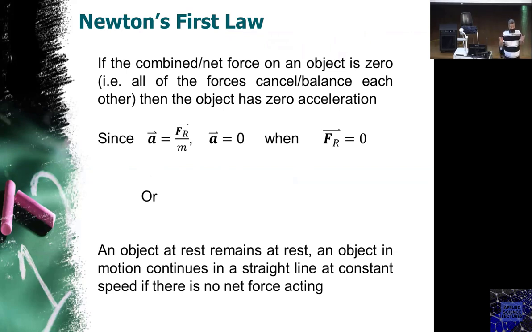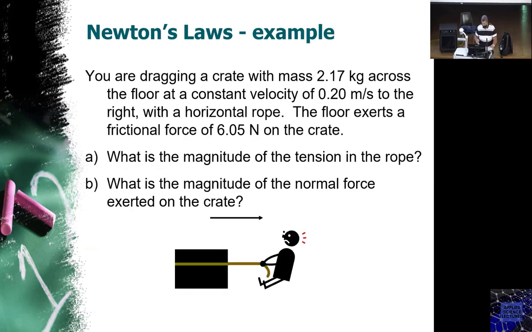And this is what we have seen in the horizontal motion for the projectile motion. If you recall, the velocity was constant. Why? Because there was no acceleration along the x-axis. So Newton's first law is applied when I have zero acceleration. In this case, the object would be either stationary or moving at a constant velocity. This is extremely important to know. We will be looking at this example as well.